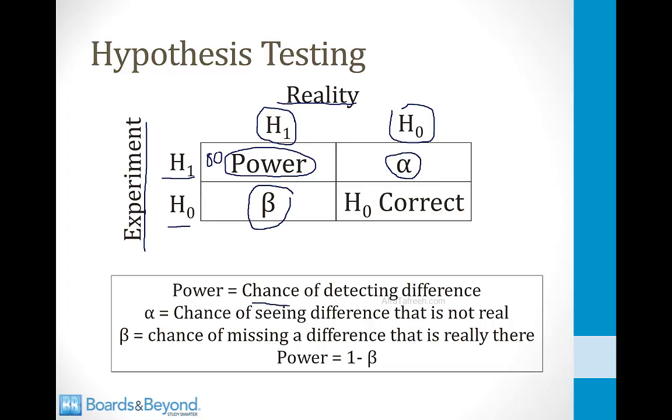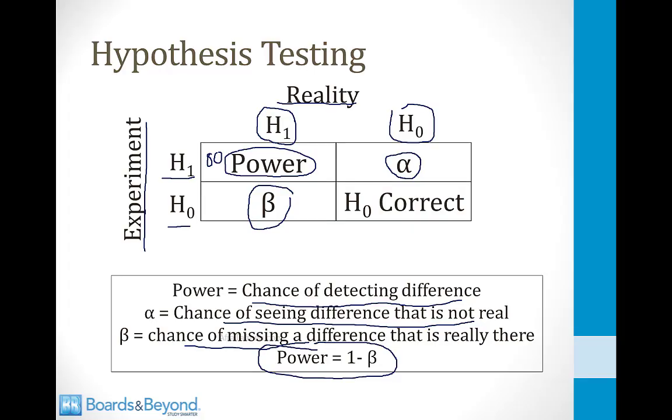So the power is the chance of detecting a true difference that exists. Alpha is the chance of seeing a difference that is not real. And beta is the chance of missing a difference that is really there. And one thing you should know is that the power is always equal to 1 minus the chance of a beta error. Now, you can memorize this if you wish, but just think about it realistically.